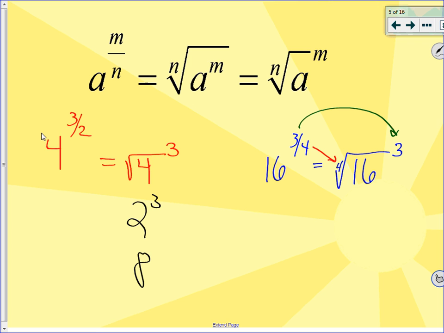What's the 4th root of 16? What do you take to the 4th power to get 16? It is 2. This is 2 to the third power, which also happens to be 8. They won't all be 8. Yes?